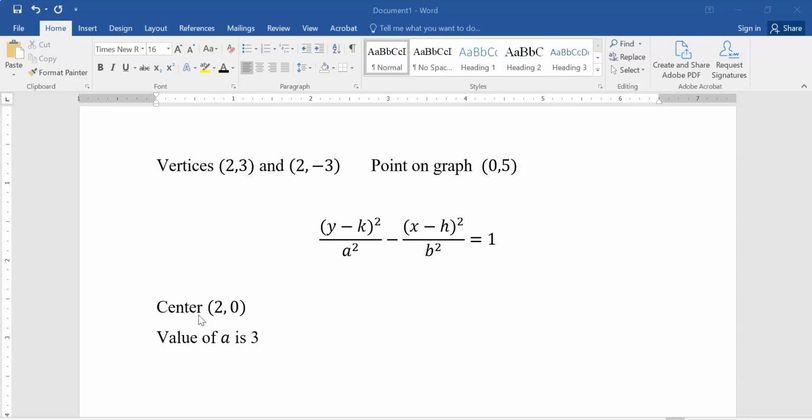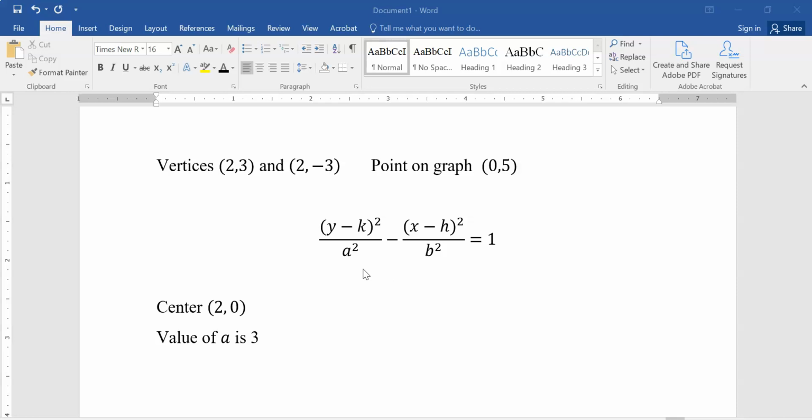Now, we also know that in order to get to the vertices, we have to add the value of a and subtract the value of a from the center. We know that the value of a is 3. So that all came from the vertices, that the center has to be (2, 0), and the value of a has to be 3 because the value of a has to be the distance, in this case, between the y value of 0 and the y value of 3. All right. Hopefully that all made sense.